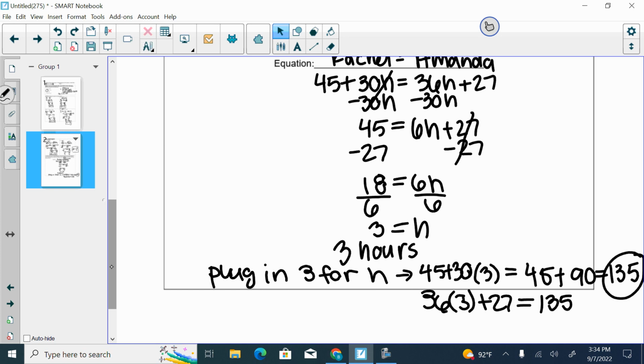Huh? What's not equal? 135 isn't equal to 135? It's not even. Why is it not equal? That's funny. Huh?